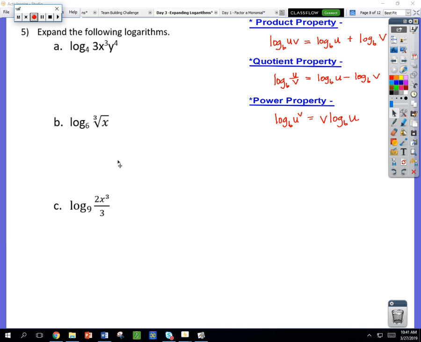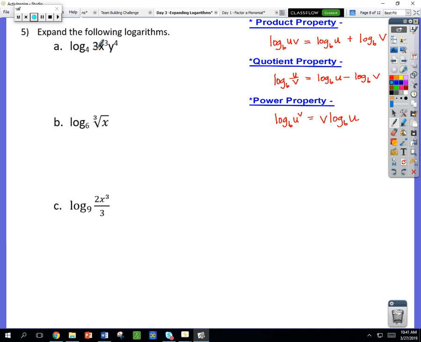Alright, so now we're going to expand. So using the same rules as we did for condensing in the previous problem, we are going to go the other way. So this one, you just have to first look and see what operations are happening between these things, and then I'll tell you how many logs there are.